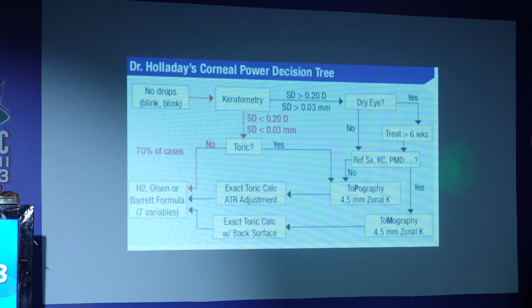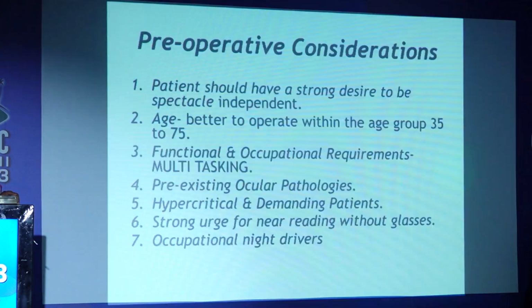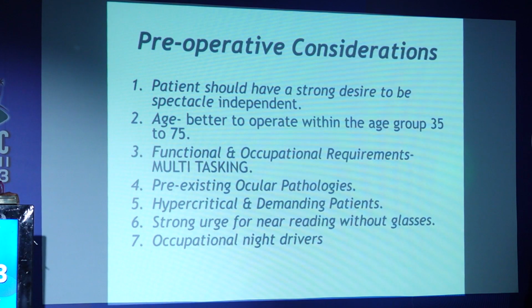So now our practice has shifted to almost 70% torics, because anything more than 0.75 we take on a toric platform, and less than 0.75 we take these patients for an LRI on our femto platform, the Catalyst. So, quick preoperative considerations: the patient should have a strong desire, the age, they should be looking at multitasking, and pre-existing ocular pathologies have to be ruled out.